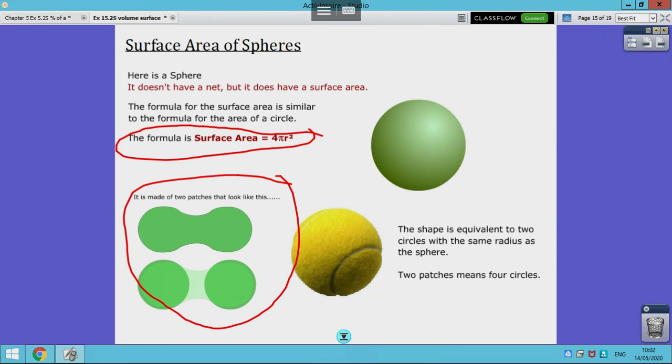So that's really good. So you can get your highlighter and pop the formula of the surface area is 4 pi r squared. Okay, and hopefully you won't forget that. Whenever you think of finding the surface area of a sphere, just think about what a tennis ball is made up of: 4 circles or 4 circular patches.